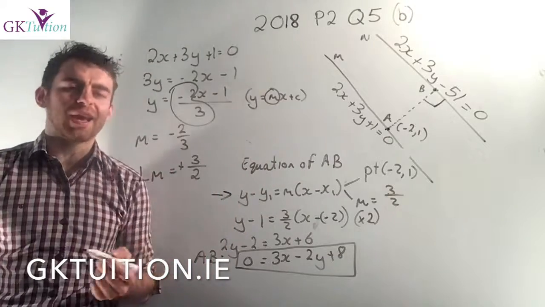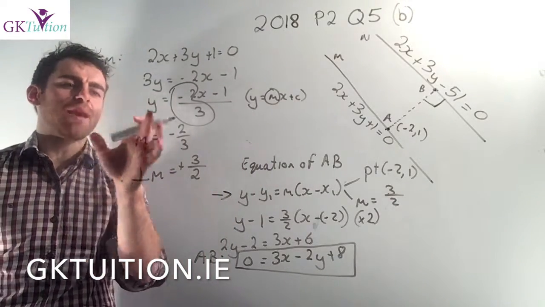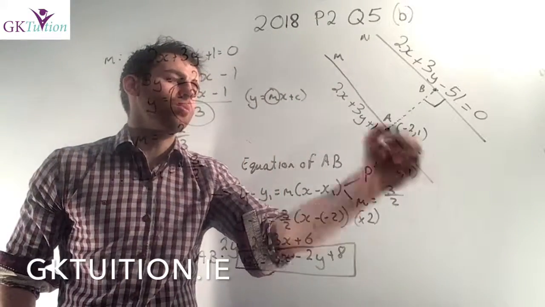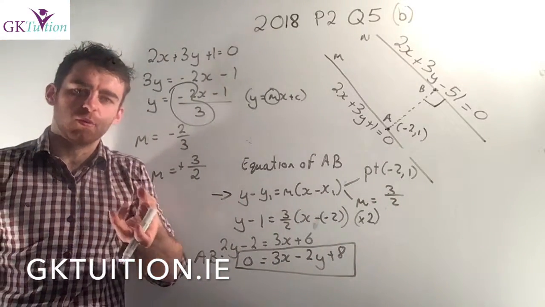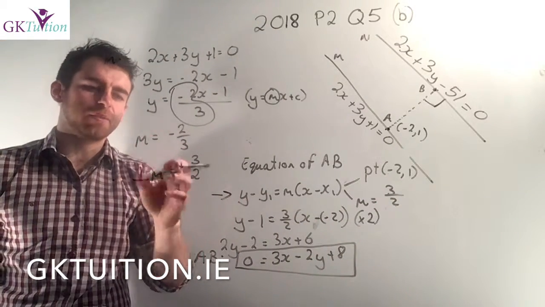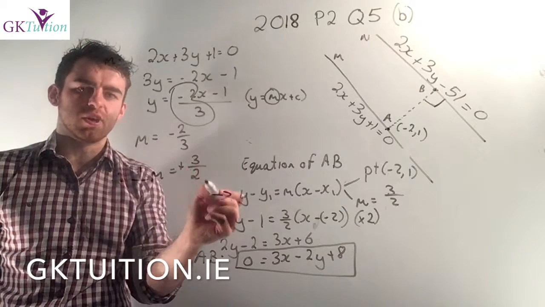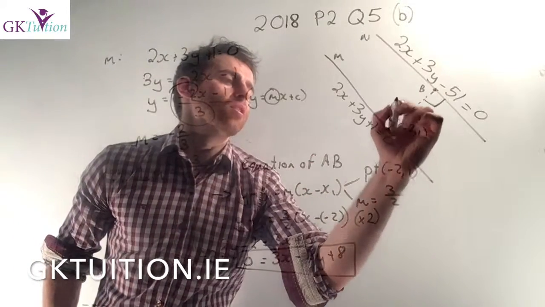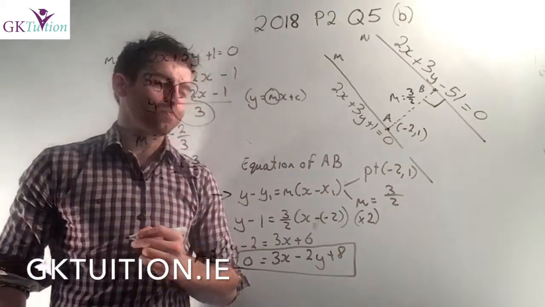Whatever is in front of my x, when it's in this format, is my slope. So I know the slope of the line M is minus 2 over 3. If the slope of M is minus 2/3 and the slope of N is minus 2/3, the perpendicular slope, I just get the reciprocal, I flip the fraction and I change the sign. The perpendicular slope is plus 3 over 2. So I know now that the slope of M, the slope of the line AB, must be 3 over 2.